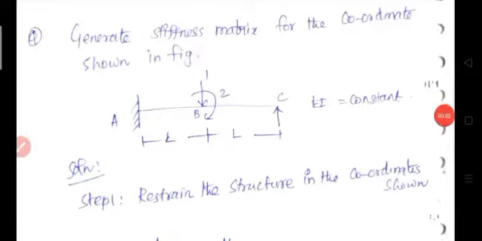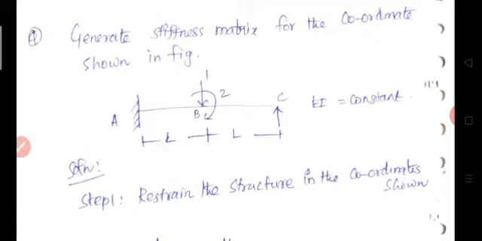Hello student, in this video lecture we are going to see another example to develop a stiffness matrix. Generate a stiffness matrix for the coordinate shown in figure. So, this is our beam. It is a propped cantilever having length 2L and flexure rigidity EI is constant.